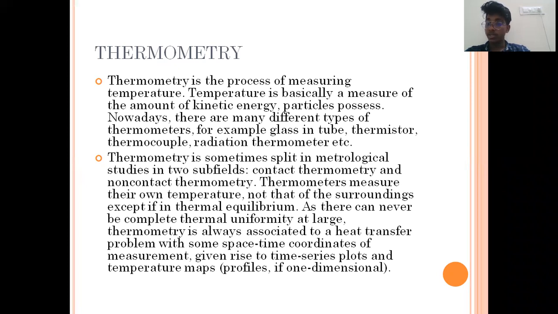Thermometry is always associated with a heat transfer problem with some space-time coordinates of measurements, giving rise to time series plots and temperature map profiles if one-dimensional. So, basically thermometry is the measuring of temperature through a device which is known as a thermometer. We have many types of thermometers nowadays.